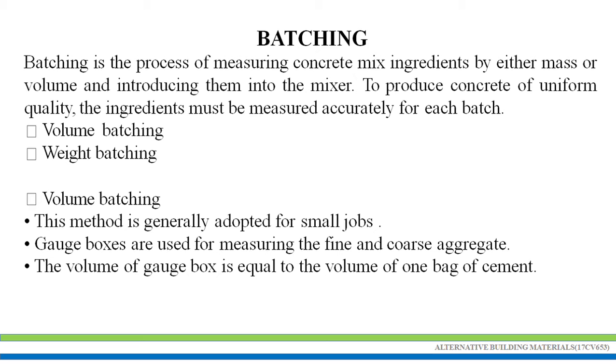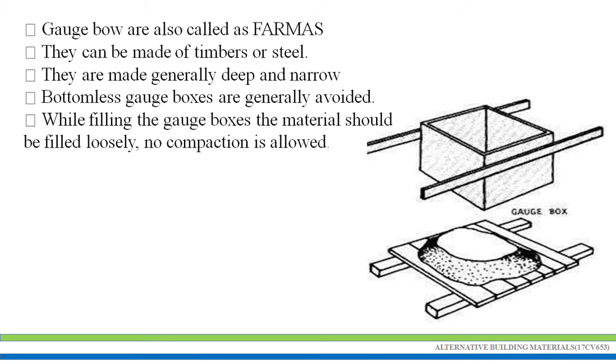It should be done either by volume batching or weigh batching. Volume batching is mainly adopted for small jobs. Gauge boxes are used for measuring the fine and coarse aggregate. The volume of the gauge box is equal to the volume of one bag of cement. So this is a gauge box, you can observe. It is mainly made of timber or steel. Gauge boxes are also called farmas, F-A-R-M-A-S.